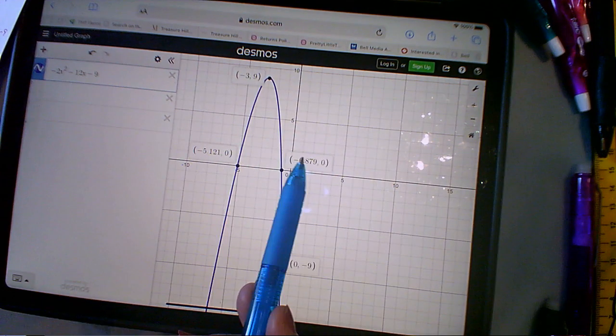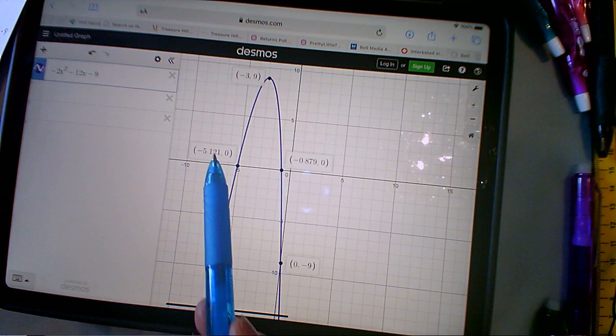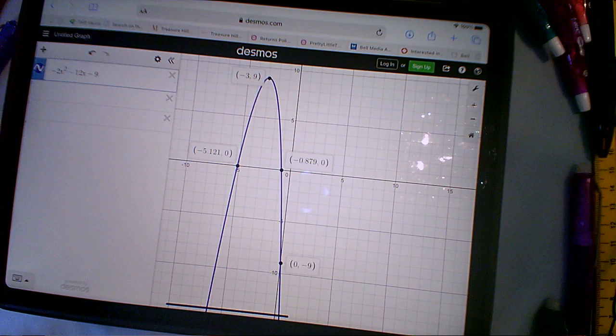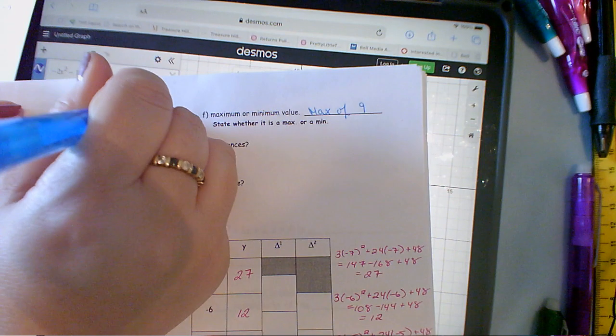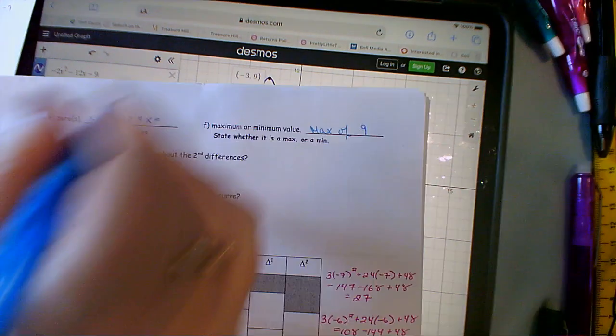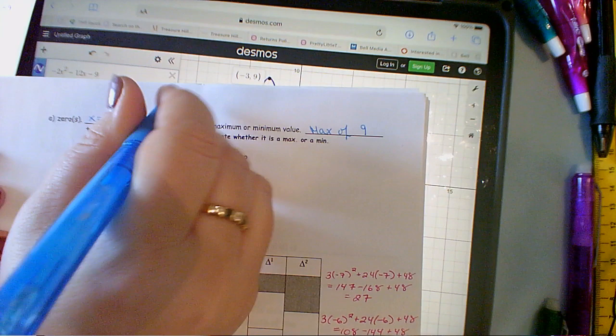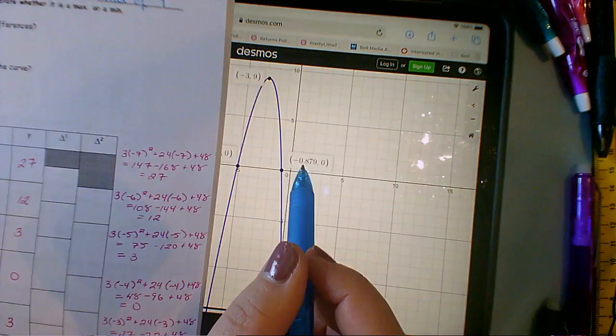X-intercept, X-intercept, because the Y value is 0. So negative 5.12, that's one of them. So X equals negative 5.12, and X equals, what's the other guy called? Negative 0.88. Negative 0.88, because again, it only wanted 2 decimal places according to the directions. Okay, so if you called it negative 0.8709, okay, but it wasn't asking us for 3 decimal places.